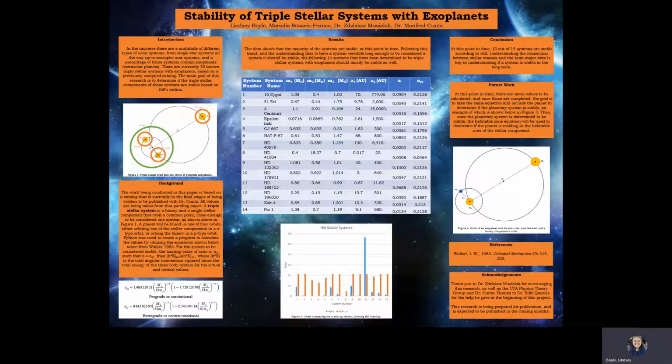The data shows that a majority of these systems are actually stable at this point in time. Now, something to be added, stable is just that there's no exchange of objects. An unstable system means there is a higher chance of exchange occurring, so it's not considered stable. But a stable system actually has no chance of this exchange happening based on what we know at the moment.